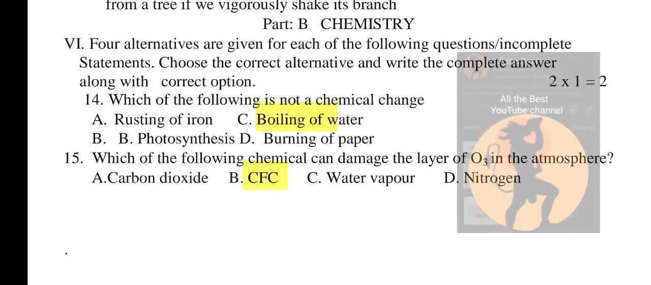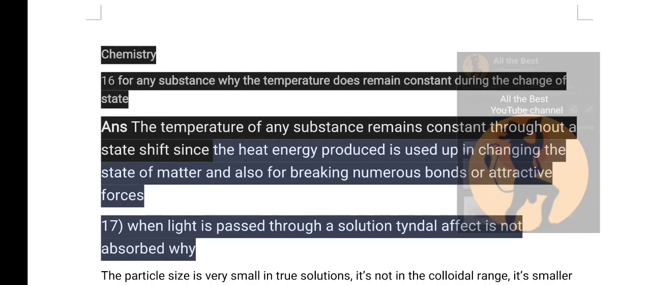So next, chemistry. Which of the following is not a chemical change? Rusting of iron, boiling of water, photosynthesis, burning of paper. So option C, boiling of water. Which of the following chemicals can damage the layer of O3 in the atmosphere? Carbon dioxide, CFC, water vapor, nitrogen. CFC is the right answer. Moving on to the chemistry part. So 16th question.